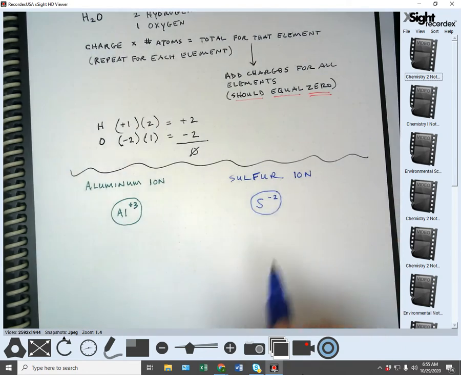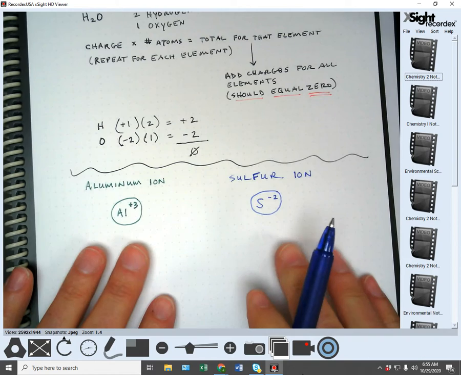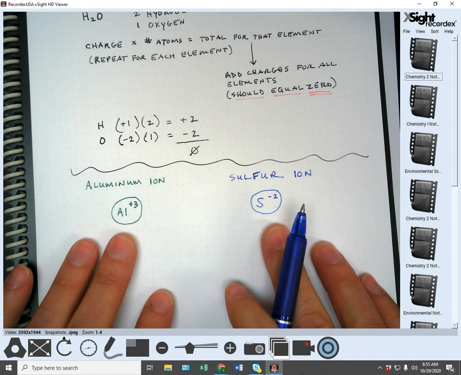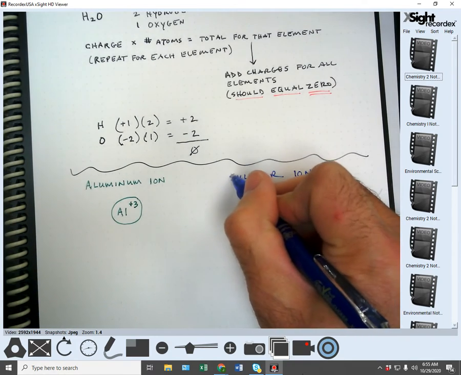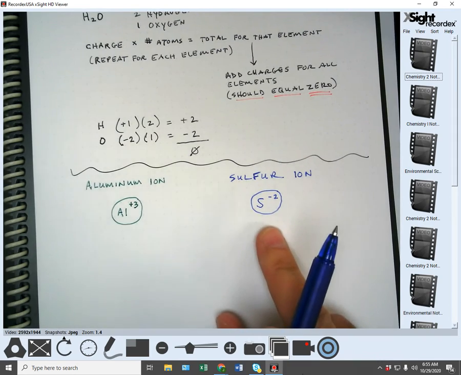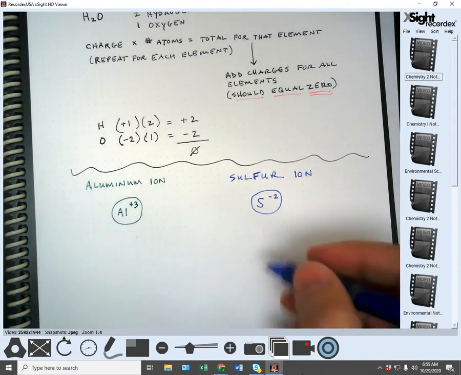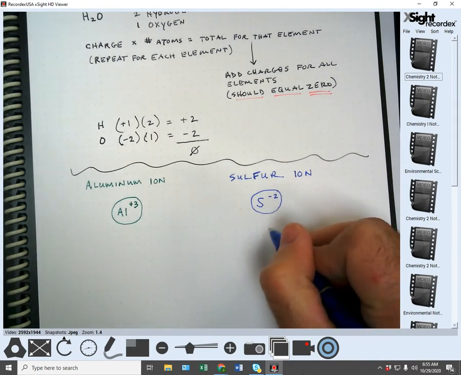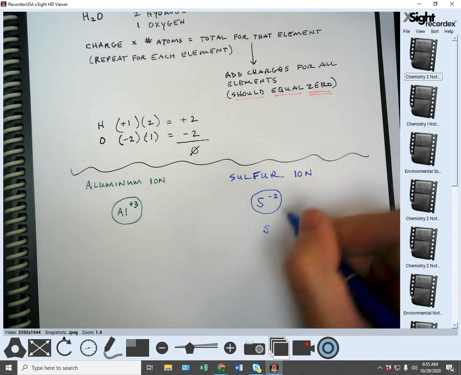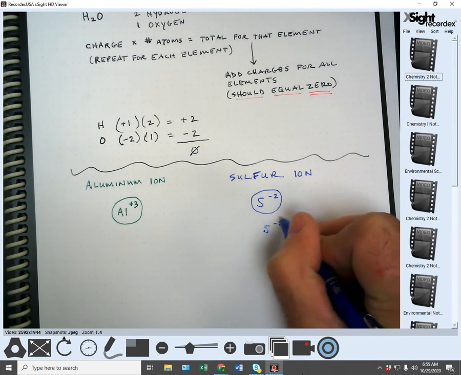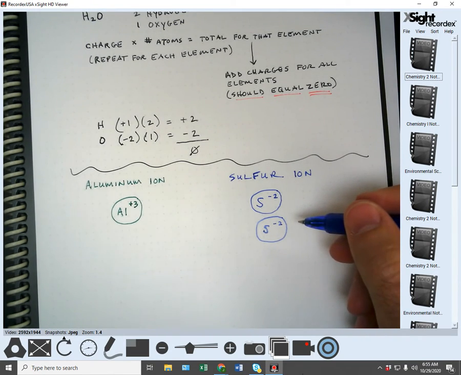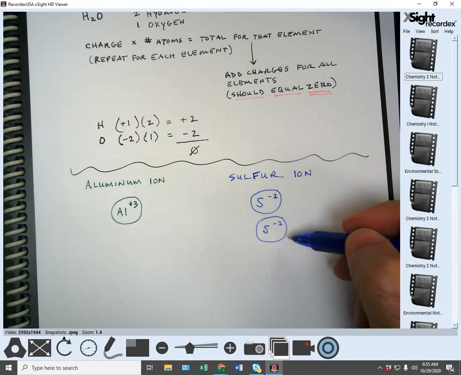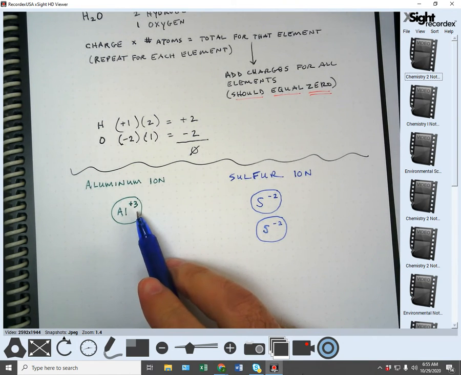So the question becomes, how many of each of these do we have to combine to get a 0 charge if we're putting these together? Okay, so if we look, our aluminum is higher than our sulfur, right? So let's add another sulfur to try to bring it up to that. So we add another sulfur. Each sulfur is a -2. So what's our total charge now for sulfur? Well, 2 at -2 is a -4. Aluminum is only a +3.